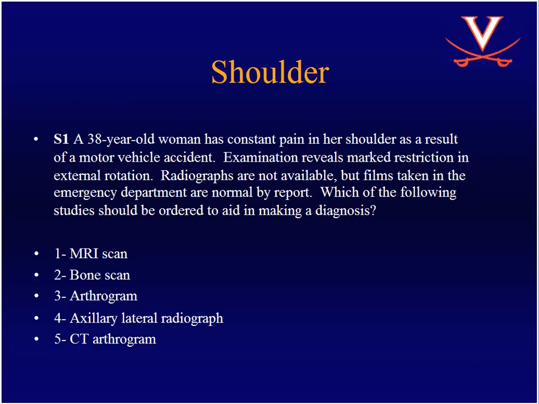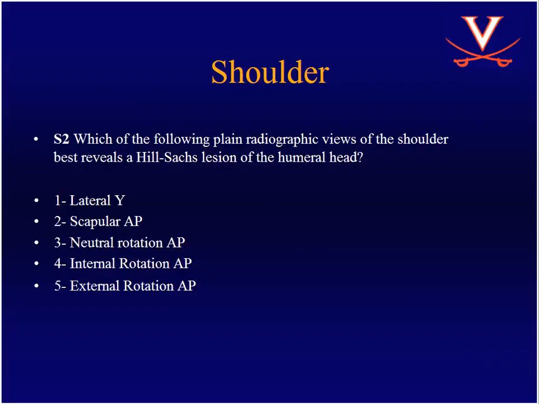Let's go through some questions. 38-year-old woman, constant pain, a result of an MVA, marked restriction in external rotation. What does that tell you? It tells you that in the emergency room, we don't have an axillary lateral. That's what that tells you. And so therefore, what do you got to get? An axillary lateral.